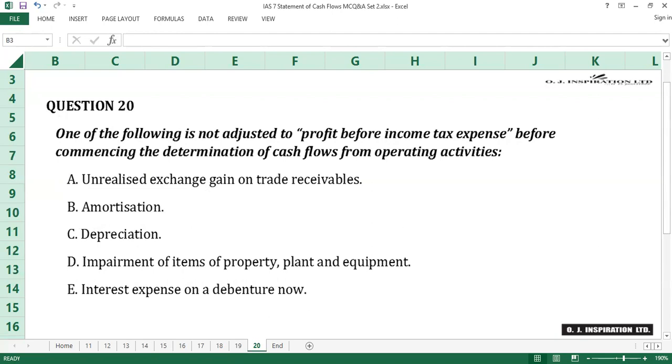Question number 20. The answer to question number 20 is A, unrealized exchange gain on trade receivables. All other items are adjusted for in profit or loss before income tax expense before determining cash flow from operating activities. Unrealized exchange gain on trade receivables remains factored in for ultimate cash flow impact through the consideration of increase or decrease in trade receivables between the beginning and the end of a period for the operating cash flow. A is the answer to question number 20.